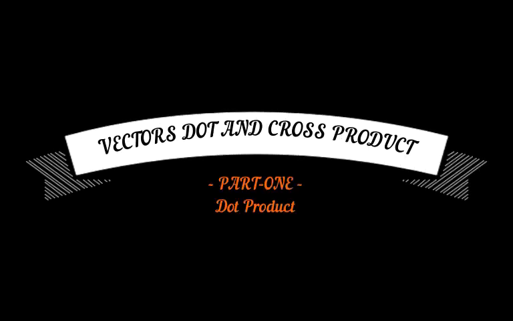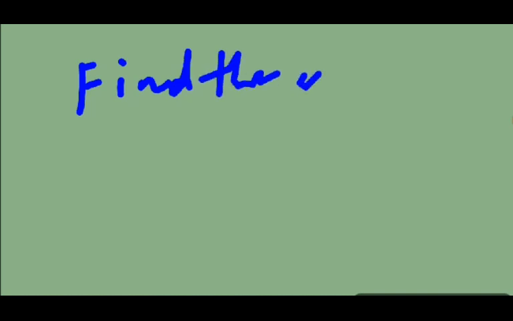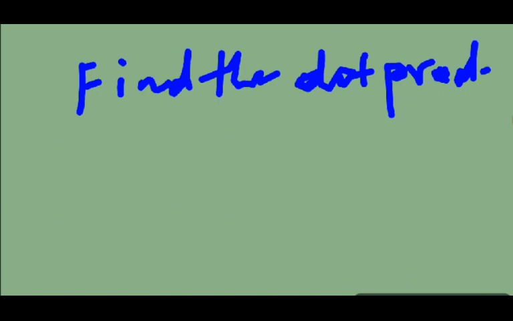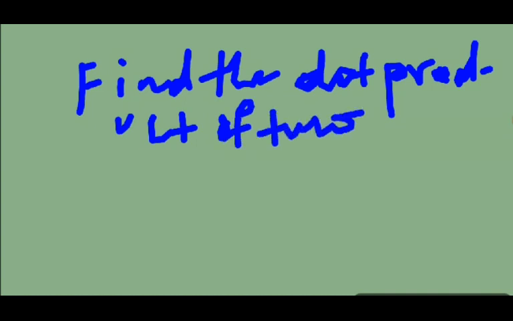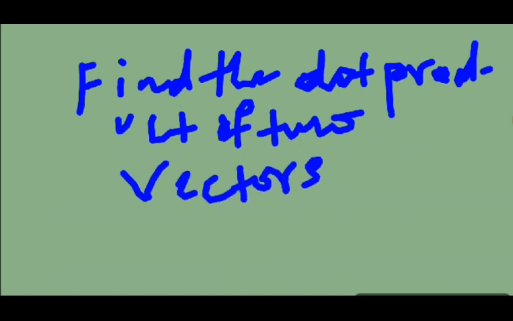It's vector dot product and cross product, part 1. That is, find the dot product of, let's say, two vectors, vector A and vector B.